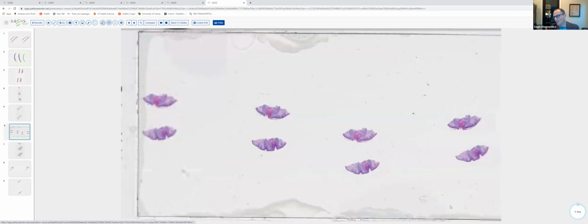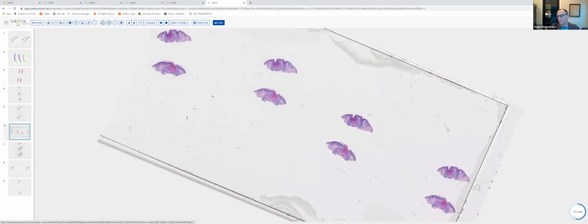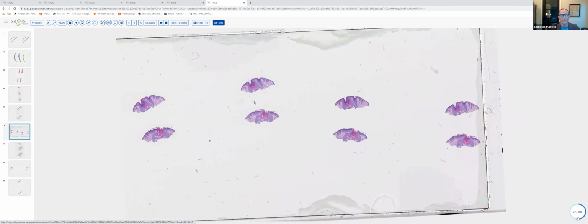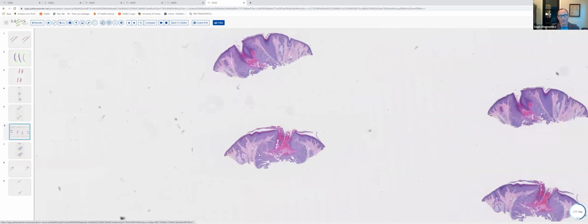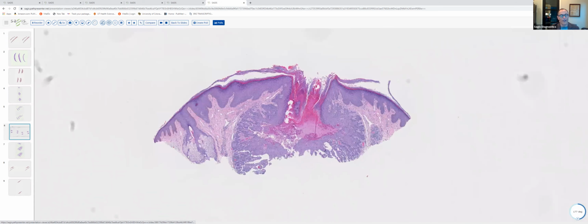Let's go ahead and move on to slide number 6. Slide number 6 was a real nice example, let me tilt it back, of a warty dyskeratoma. We've got a bisected shave biopsy here from the face, large sebaceous gland here.